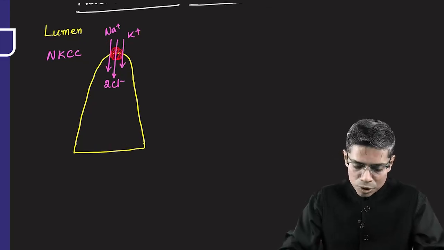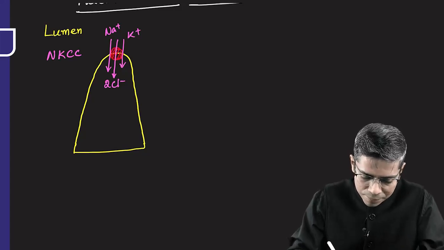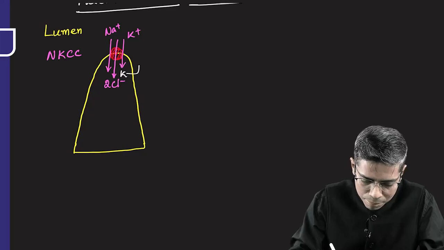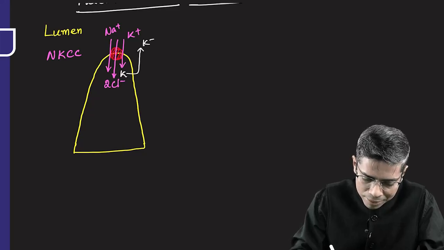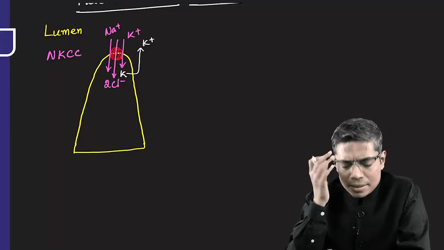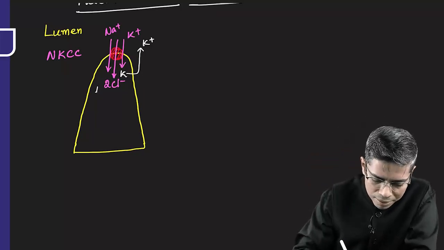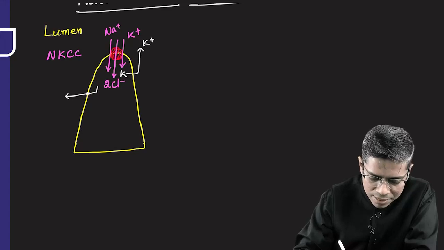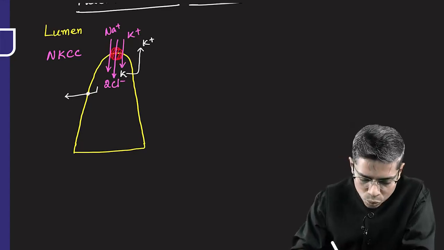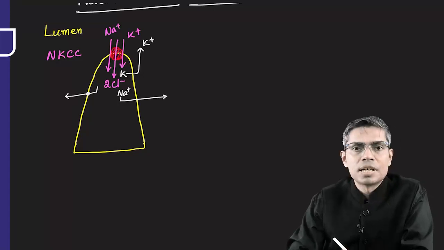So after the absorption of sodium, potassium and chloride, what is going to happen? The potassium will diffuse back again at the level of the lumen by some channels, the name of which we'll discuss later on. The chloride will be reabsorbed from the basolateral side by a separate channel, and the sodium will also be reabsorbed from this basolateral side.